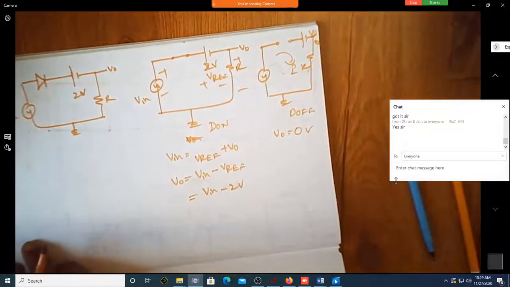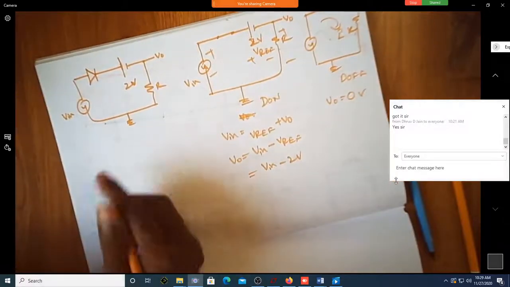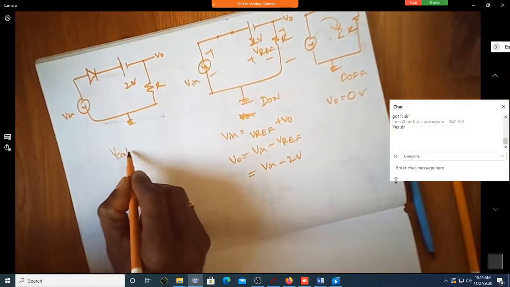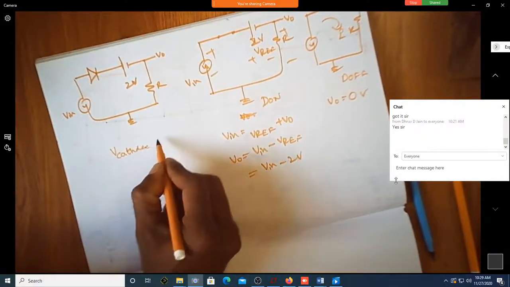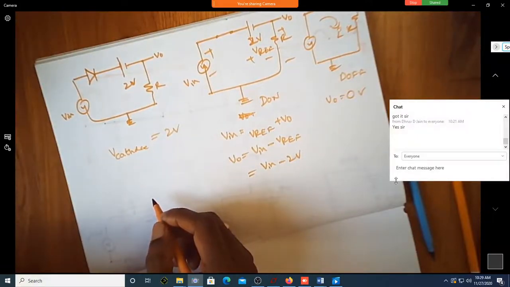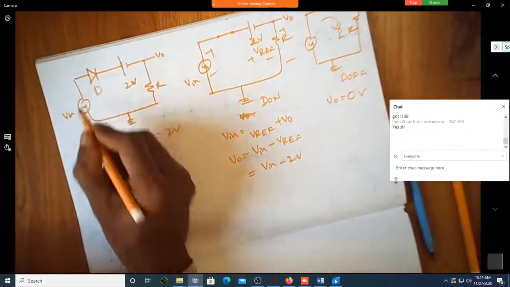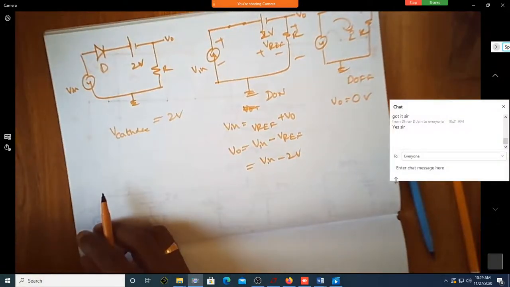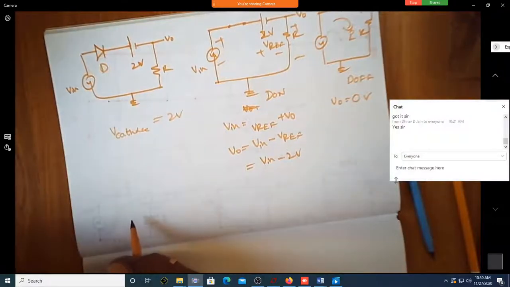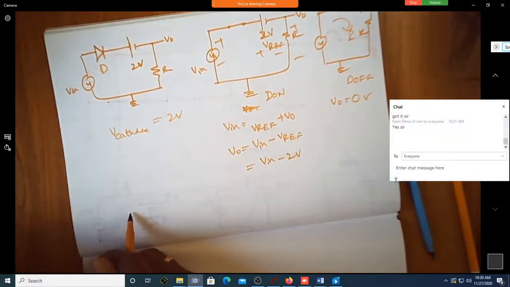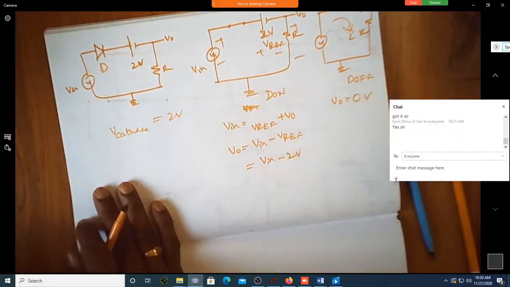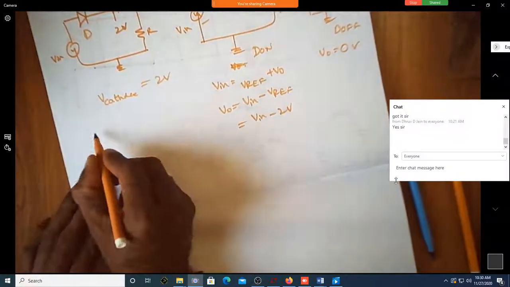Correct? So now, what is the voltage at the cathode? Is it not 2 volt? When will this diode D turn on? When the anode voltage is greater than 2 volt, when the anode voltage is more than 2 volts. Correct? Shall we write the waveform?